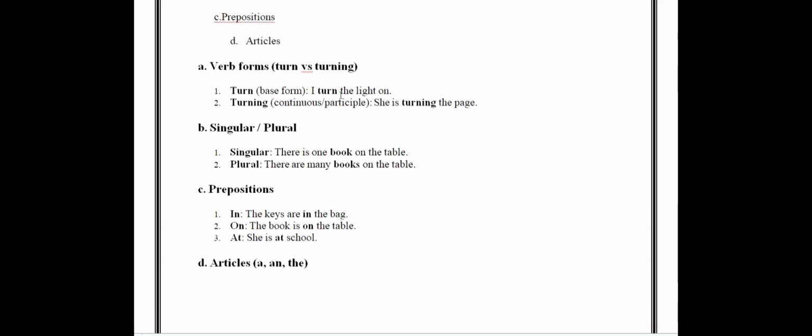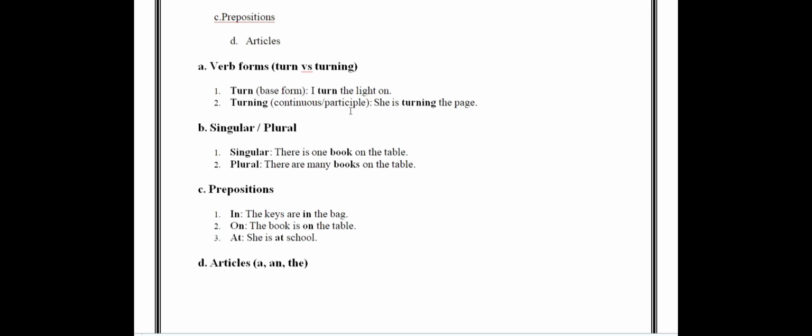Turn is the base form, that is the verb in the first form. So, I turn the light on. I turning the light on? No, it doesn't go well, right? Similarly, the word is turning. Turning is continuous, or it can be a participle form of the verb also.